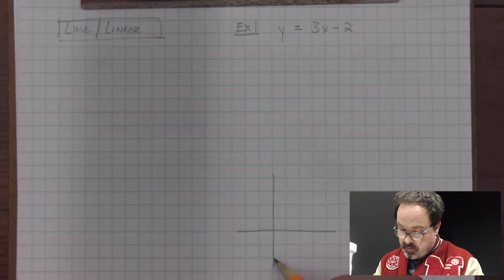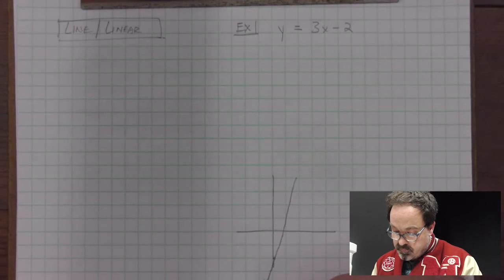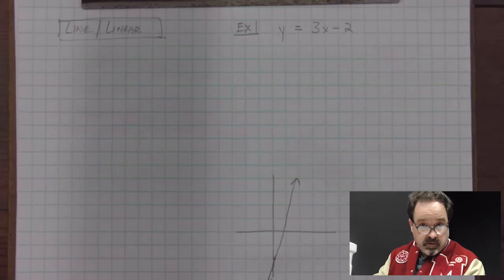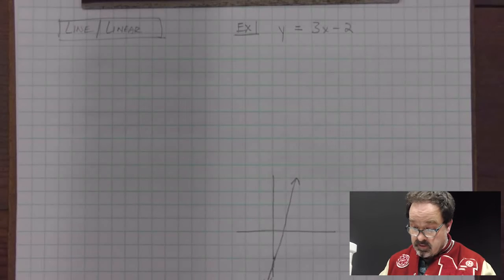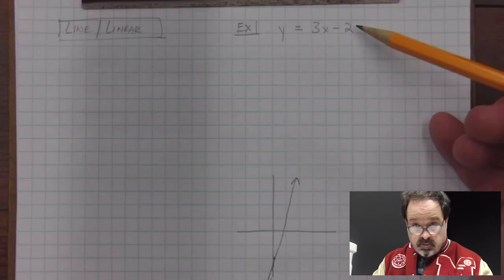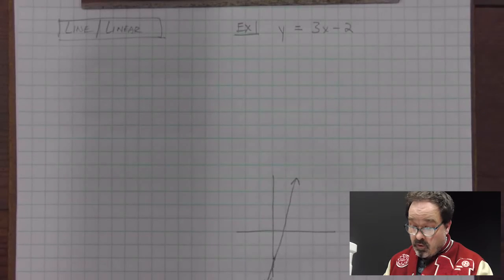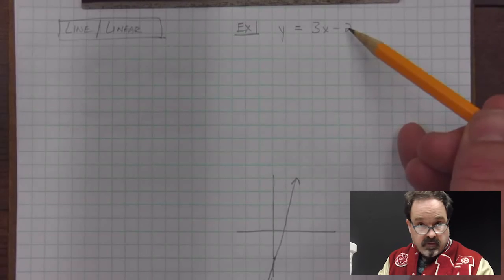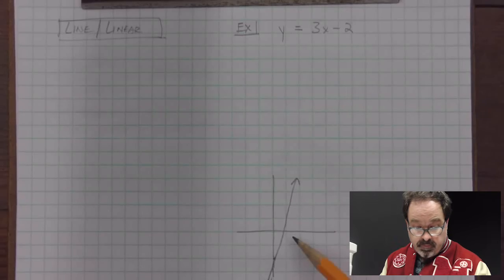But for now, I'm going to sketch the graph of this equation so we can see the equation visually. A graph is a visualization of information. In this case, we have this equation that graphs as this line. So we can call this equation a linear equation because the graph of that equation looks like a line.